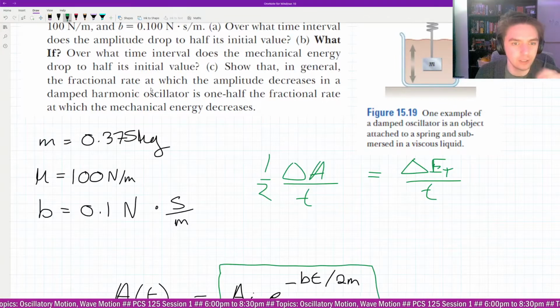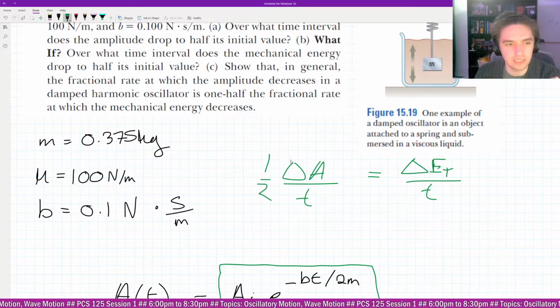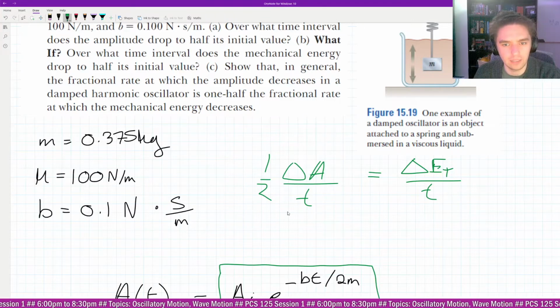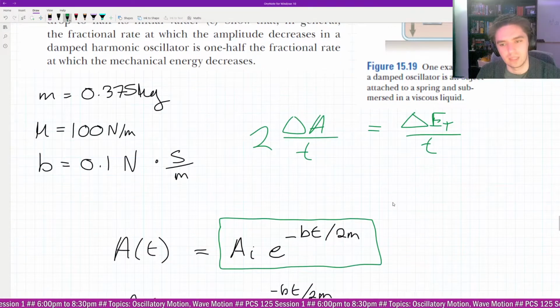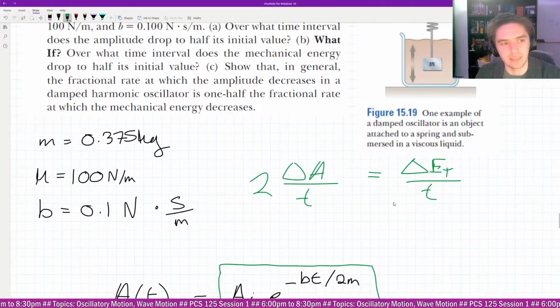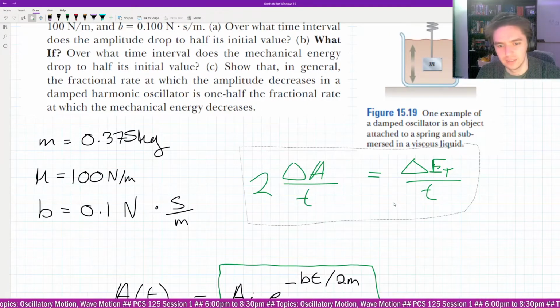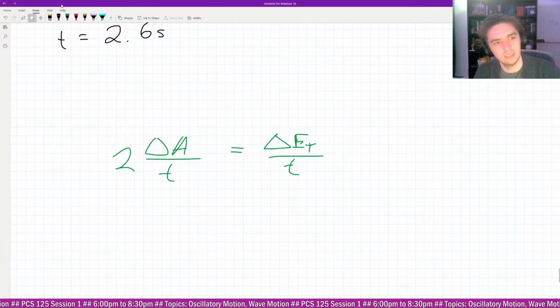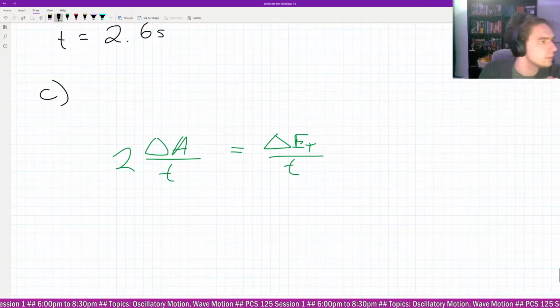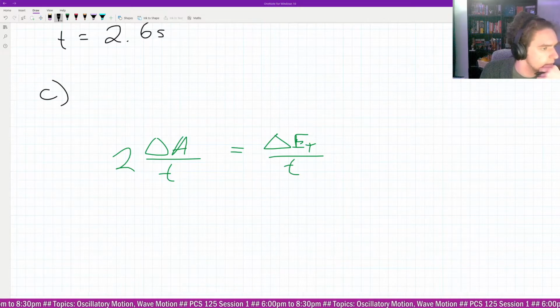Show that in general the fractional rate at which the amplitude decreases per time in a damped harmonic oscillator is 1/2 the fractional rate at which the mechanical energy decreases. Or no, this should be 2 times this is that. Sorry, I got my fractions wrong there. Okay, I think this is what I'm showing. For part C, makes sense to me. See what the answer is in the book. Oh, we don't have the answer.